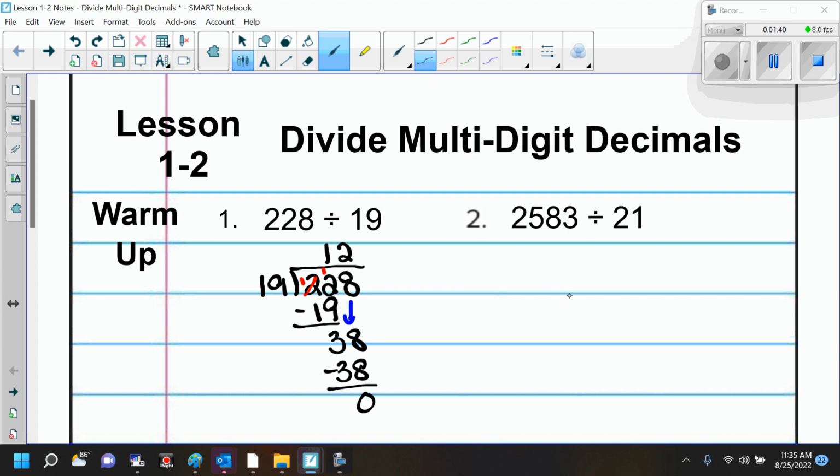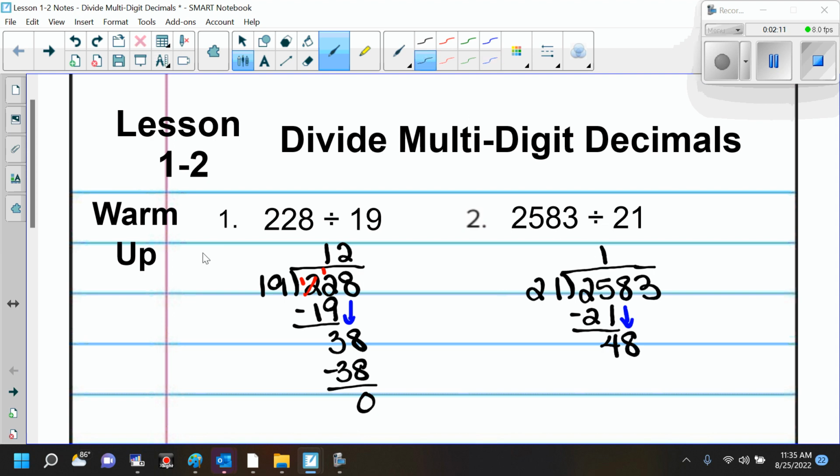All right, so for number 2, again, traditional. The divided by goes on the outside. And we have 2,583 divided by 21. So how many times does 21 go into 25? Once. 1 times 21, of course, 21, and we subtract. Then we're going to bring down the 8.